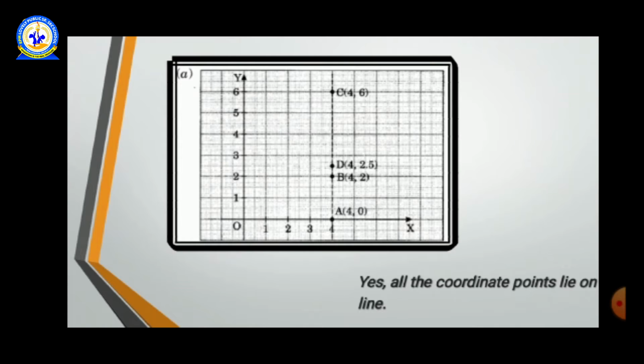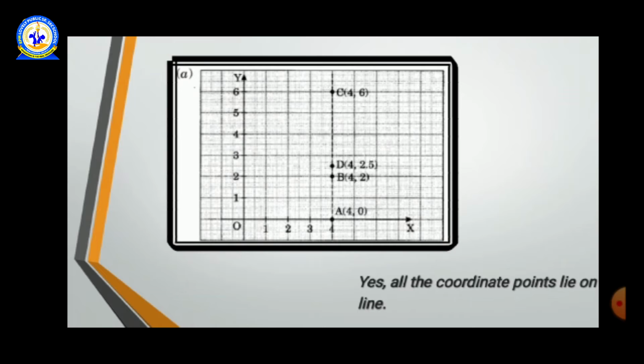First we have to plot 4 on the x-axis and 0 on the y-axis. It lies on the x-axis. Next is 4, 2. B coordinates are 4 and 2, so we take 4 from the x-axis and 2 from the y-axis. That is the B point. The next is C, 4, 6. We take 4 from the x-axis and 6 from the y-axis. That is C. Same with D: 4 from the x-axis and 2.5 from the y-axis. 2.5 lies between 2 and 3.